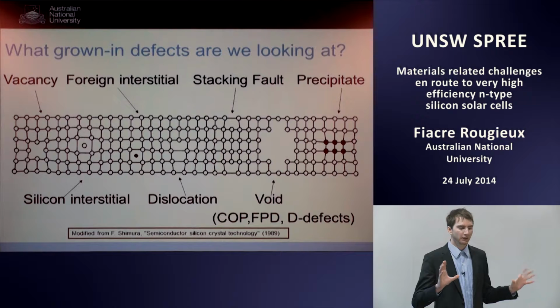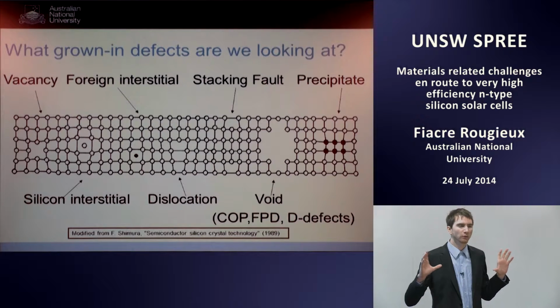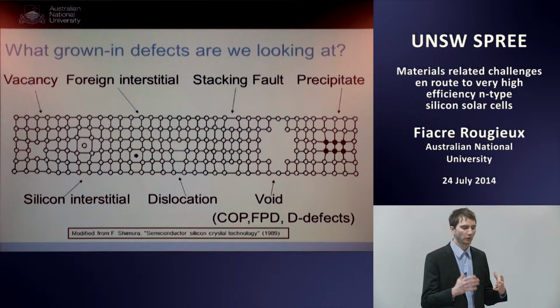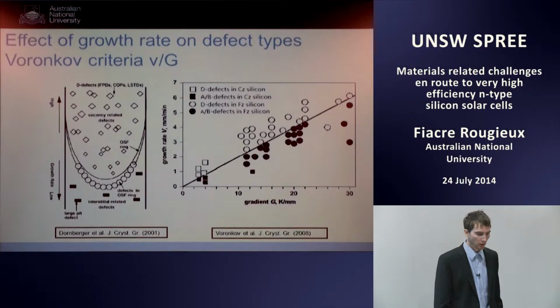So now we have a clear picture. This is what we think may limit the lifetime, but which defects shall we look for, and how are processes going to influence those defects? Those are the questions we're looking at right now.